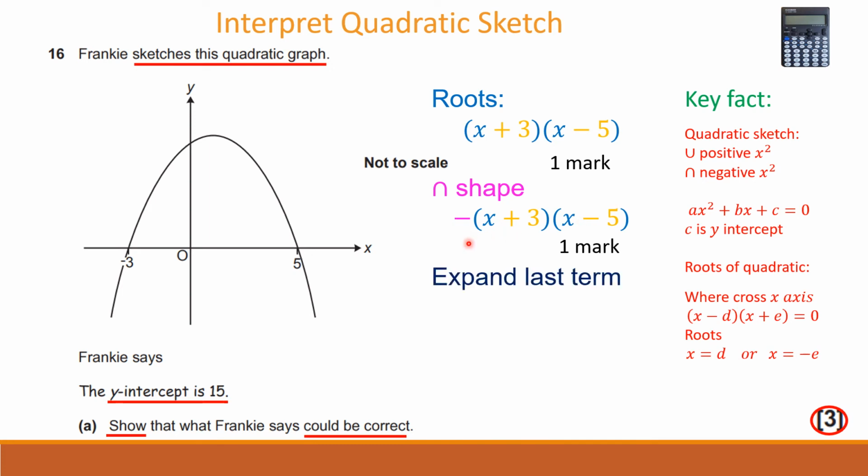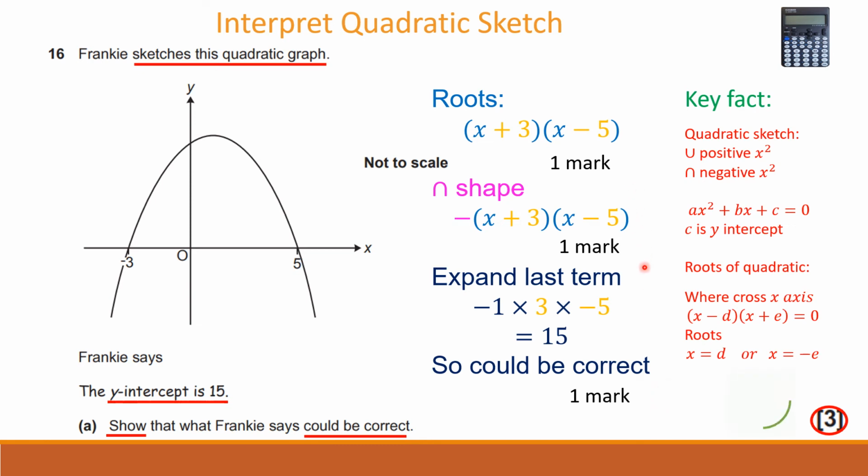But there's this negative 1 at the front, so we're expanding the last term. I've got a negative 1 times by a 3 times by a negative 5, which is going to give me 15, which is why the y-intercept could be 15. So he could be correct for 1 mark. So make sure you know exactly where the marks were awarded. Give yourself a tick and show where the marks were awarded. Use a different colour pen to mark your answers. Well done, guys. Tricky question, that is.